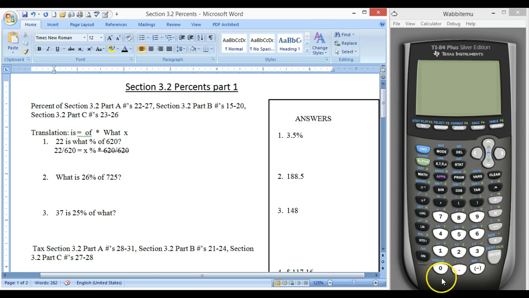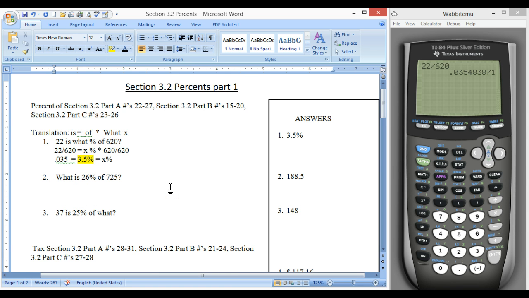And then I'm going to come over here to my calculator and do 22 divided by 620, which gives me 0.035. And I need to change that to a percent. So I'm going to write 0.035. Now to change that to a percent, we move the decimal over 2 places to the right. So I get 3.5% equals X percent. There we go. So the answer is 3.5%. All right, let's try the next one.